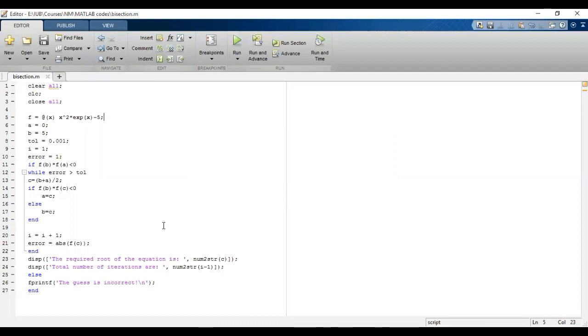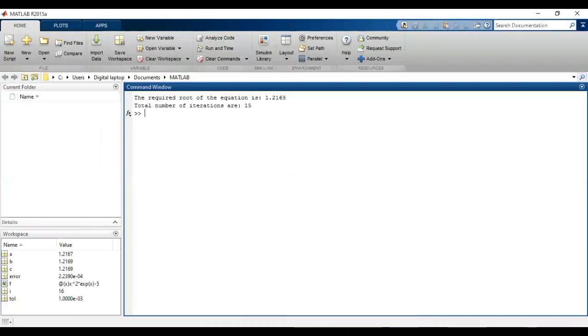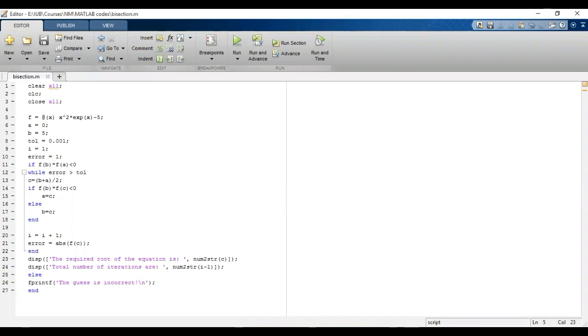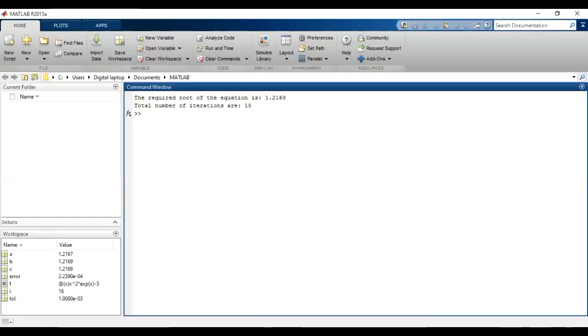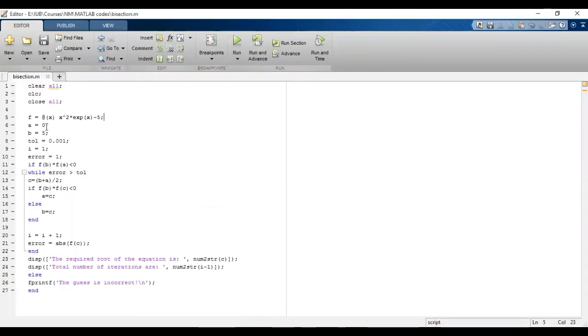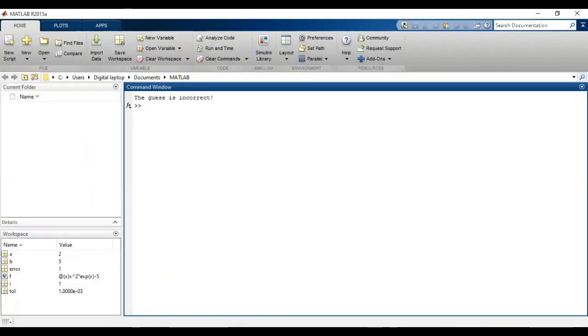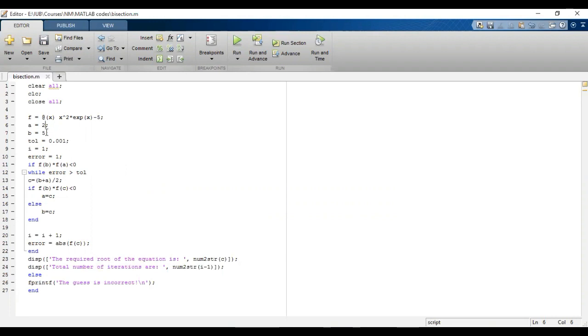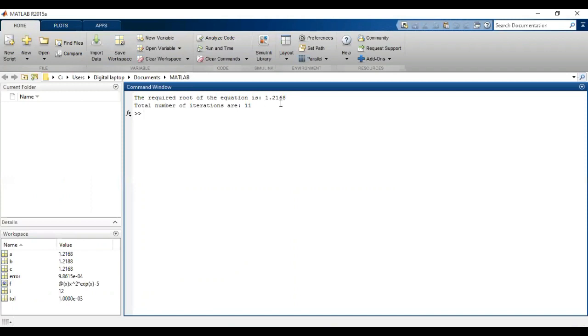So again I can change the range of this equation, right? So the solution is this. So if I specify a to be equal to 2, so definitely our solution doesn't exist between 2 and 5. So let's see what does it say. So it will say that the guess is incorrect. So this range must contain the actual solution. So if we get such a result, we have to change the range of the solution. So again, we have obtained the same answer but in a smaller number of iterations.